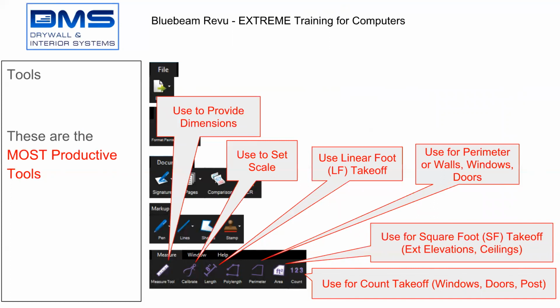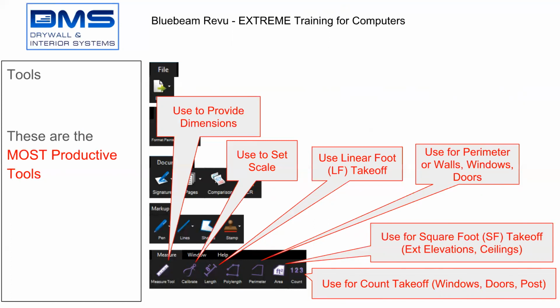Okay, for estimating on the measuring side, I use the measuring tool to provide dimensions. I use the calibrate tool to set scale. I use the length tool for a lineal foot takeoff. And then I use the poly length or perimeter to measure around the perimeter of windows or walls or of a floor plan.